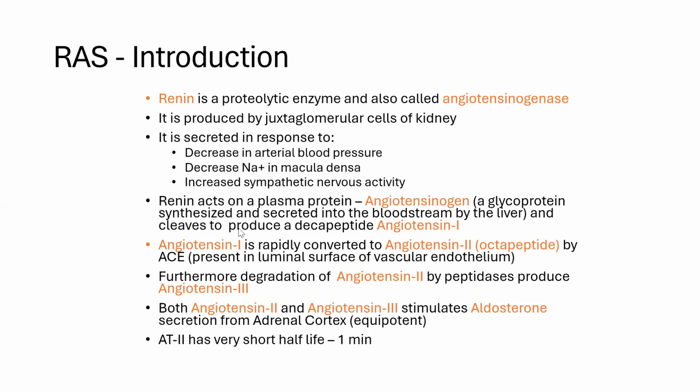Means renin binds with angiotensinogen and cleaves it and produces a decapeptide, which is called angiotensin 1. Then angiotensin 1 is rapidly converted to angiotensin 2, which is an octapeptide, by the presence of ACE, which is an enzyme. Then further degradation of angiotensin 2 gives angiotensin 3. Both angiotensin 2 and angiotensin 3 stimulate aldosterone secretion from the adrenal cortex. And AT2 has a very short half-life, that is 1 minute.